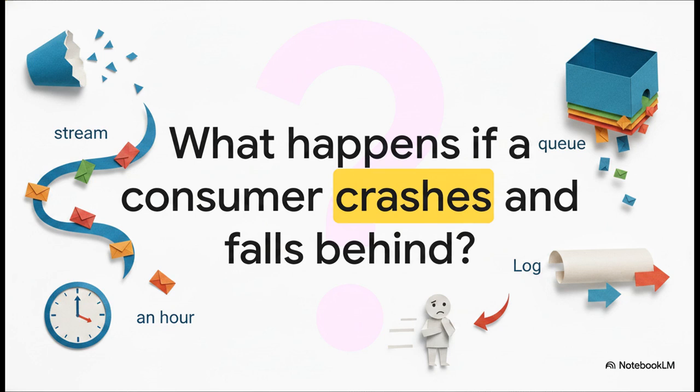Now, we just said a consumer can drink at its own pace, but that raises a pretty critical question, doesn't it? What happens if a consumer outright crashes, restarts an hour later, and has completely fallen behind the fast-moving stream? In older traditional message queues, once a message is delivered, it's deleted. Poof! So if the consumer missed it, it's gone forever. But modern architecture solved this problem beautifully using log-based message brokers.